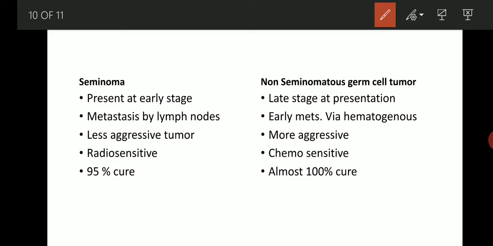From the treatment purpose, seminomas and the other germ cell tumors of the testes are treated in a different manner. So it is important to distinguish between a seminoma and other germ cell tumors. They are collectively known as non-seminomatous germ cell tumor. That will include teratomas, embryonal carcinomas, mixed germ cell tumors. If there is a mixed germ cell tumor and it contains seminoma, then still that will be known as a non-seminomatous germ cell tumor.